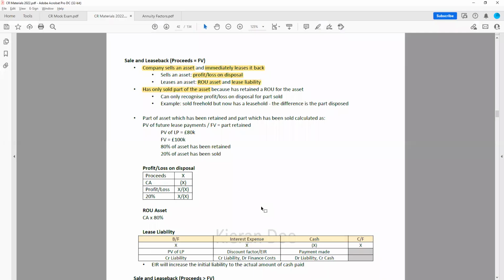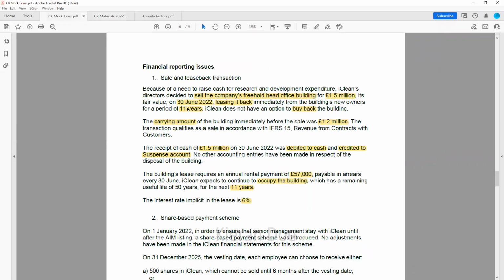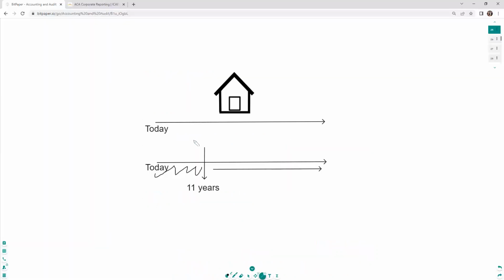So hopefully you can see what I mean when I say they've only sold part of their asset because they had the right to use the asset unconditionally, and now they've got the right to use it for 11 years. So they've effectively retained the right to use that asset, to control that asset from now until the next 11 years. So what they've effectively disposed of is this part of it.